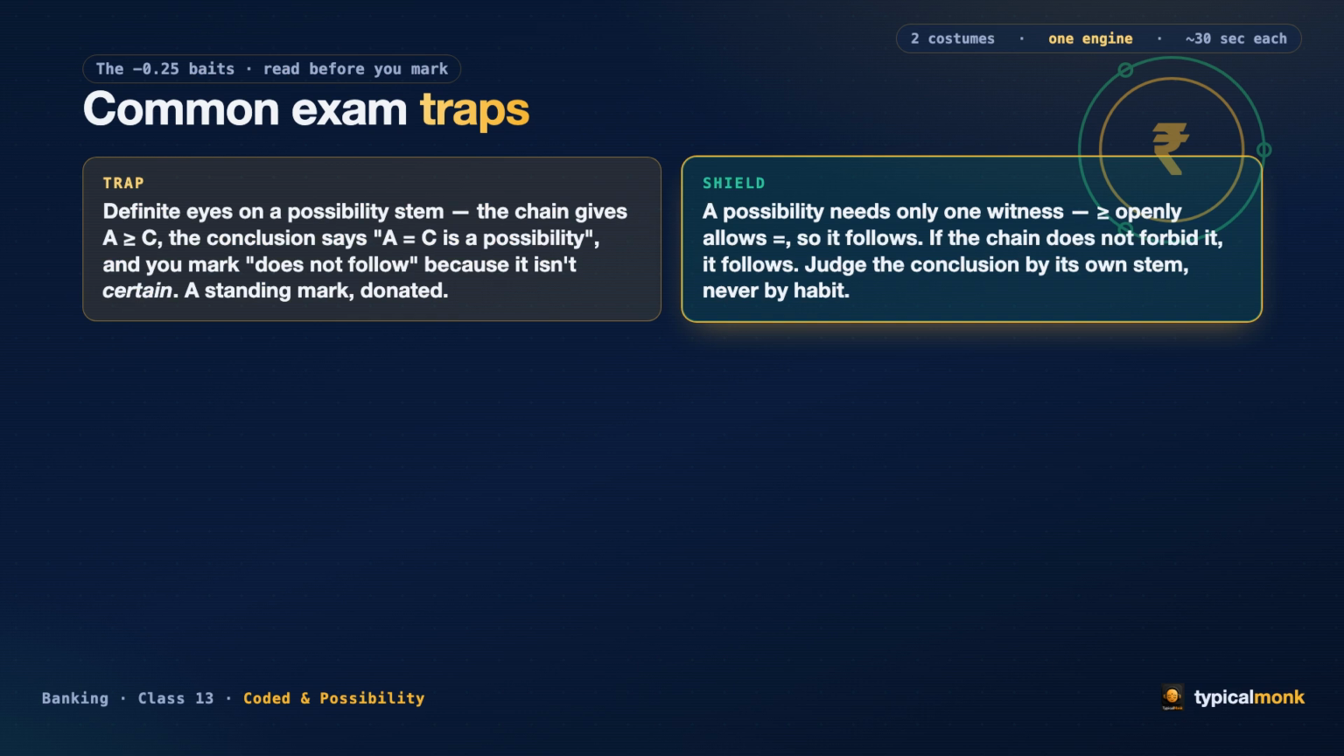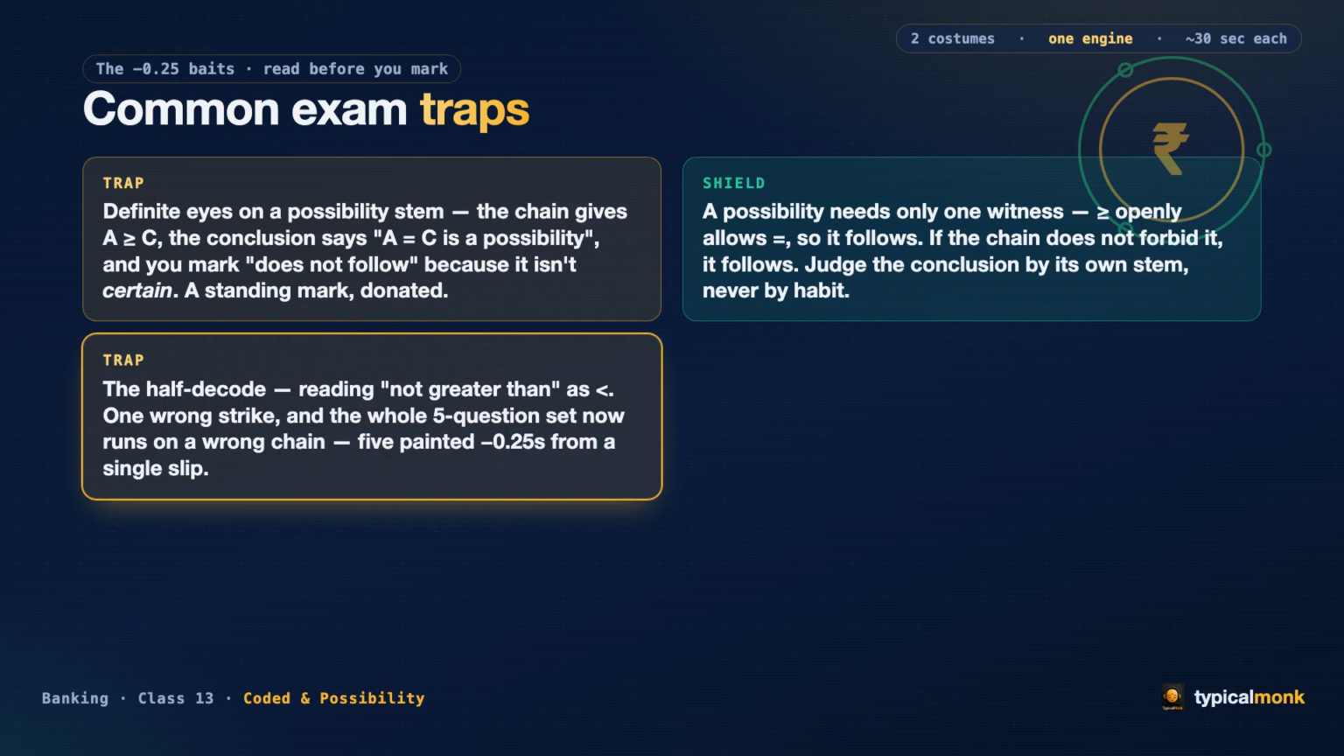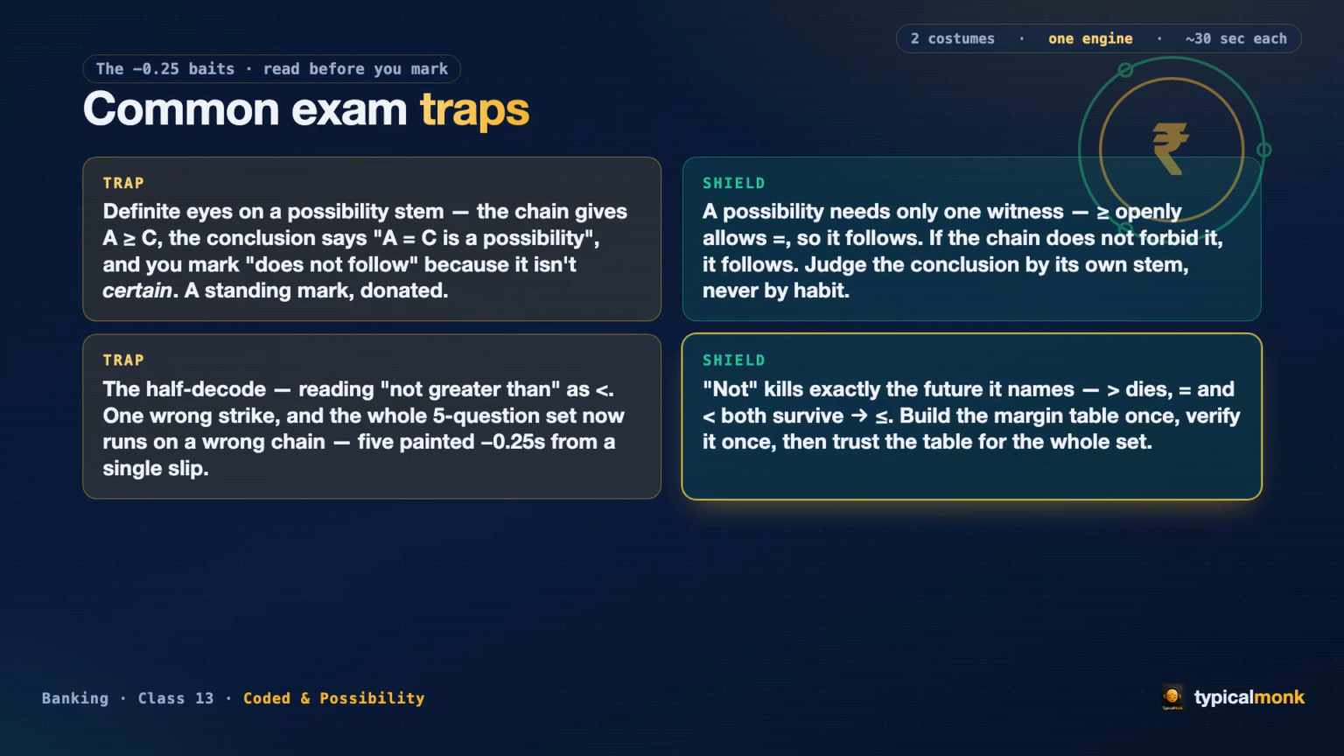If the chain does not forbid it, it follows. Judge the conclusion by its own stem, never by habit. Trap 2. The half-decode. Reading not greater than as less than, one wrong strike, and the whole 5-question set now runs on a wrong chain, 5 painted minus 0.25s from a single slip. Shield: not kills exactly the future it names. Greater than dies and both equal and less than survive, meaning less than or equal to.